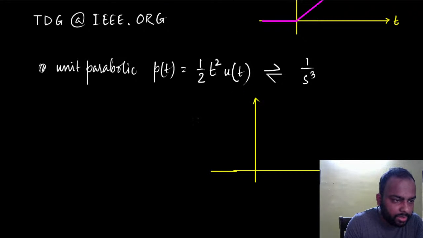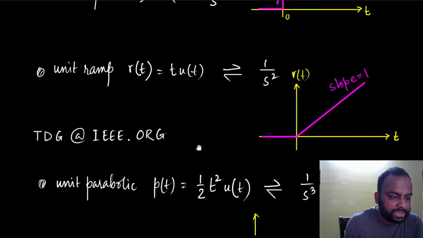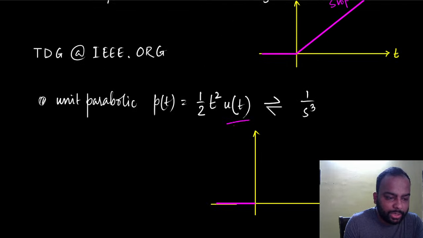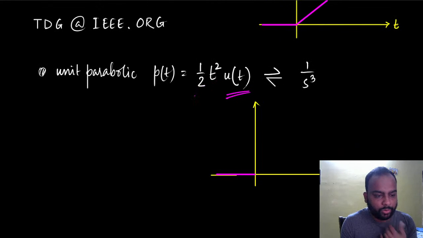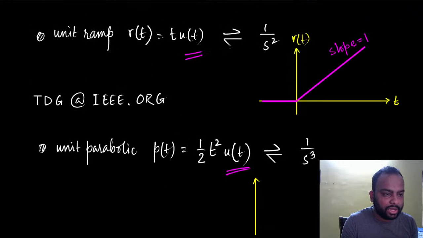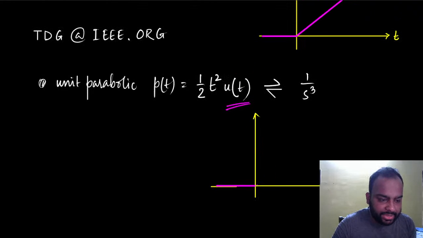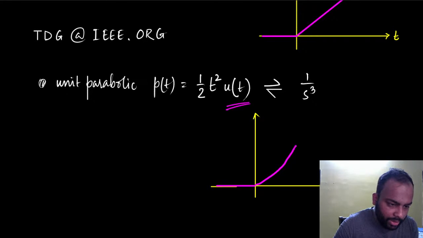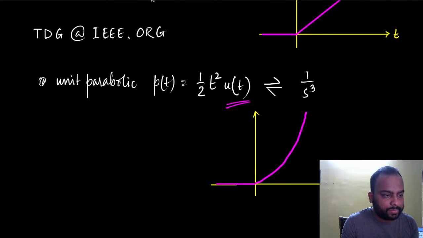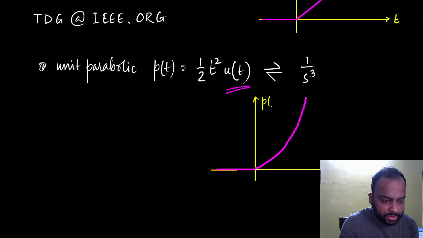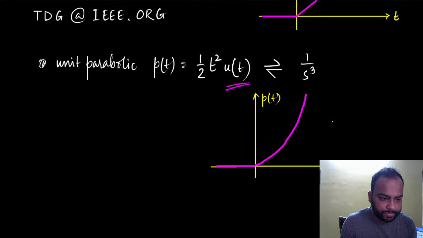And here again, since u(t) has been multiplied with all of these things, essentially this multiplication with u(t) means we are turning the signals into causal signals. So the value of the signal would be 0 before time t equal to 0, right? And this would be a ramp signal. Essentially this would be a parabolic signal. So the slope will keep on increasing, right? That is how the signal looks, and this is going to be p(t), essentially half t square u(t), right?